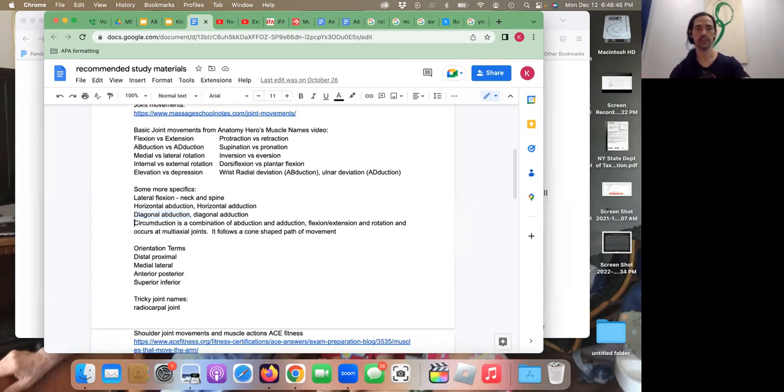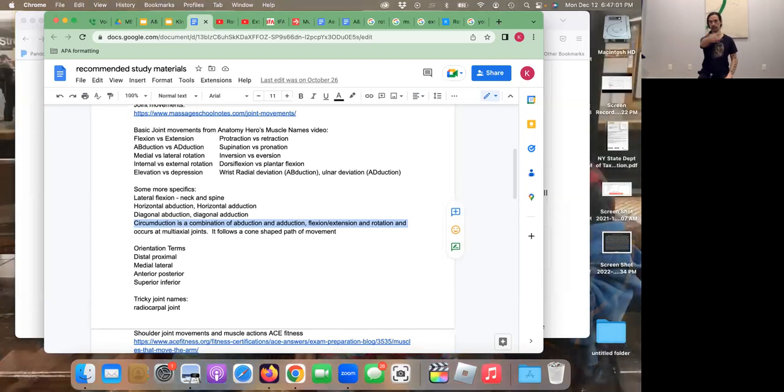Circumduction. Circumduction is a combination of abduction and also adduction. So draw a circle, right? And the 3 o'clock and the 9 o'clock positions are abduction and adduction. And then the 12 o'clock and the 6 o'clock positions are flexion and extension. And then there's also rotation occurring.